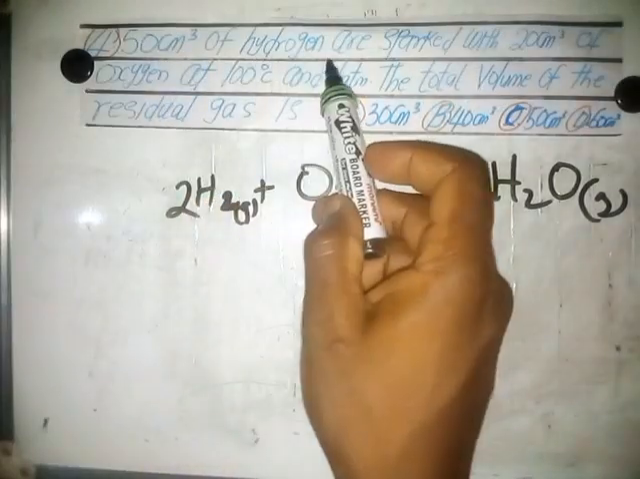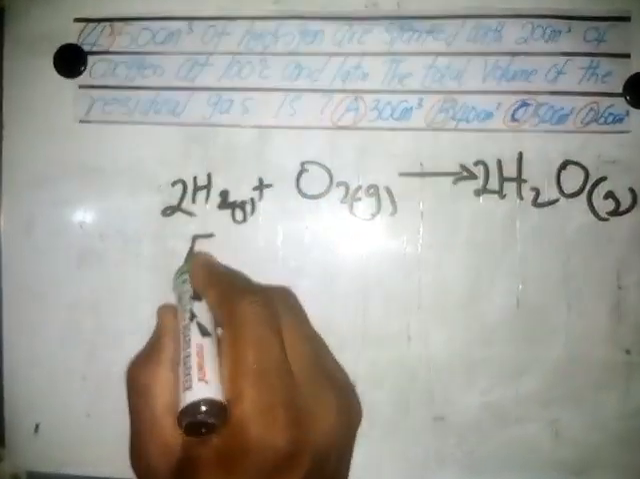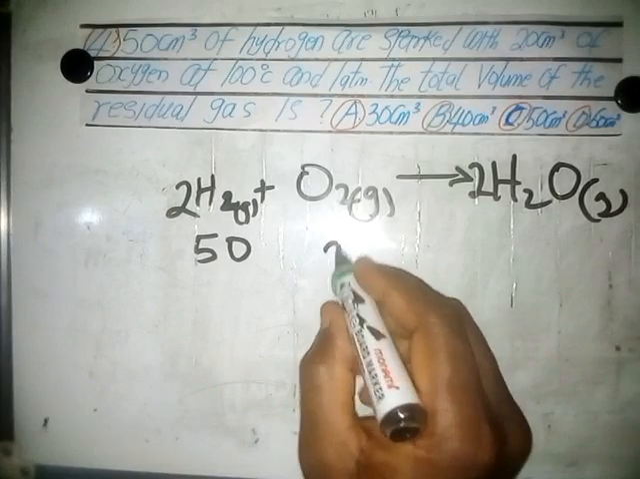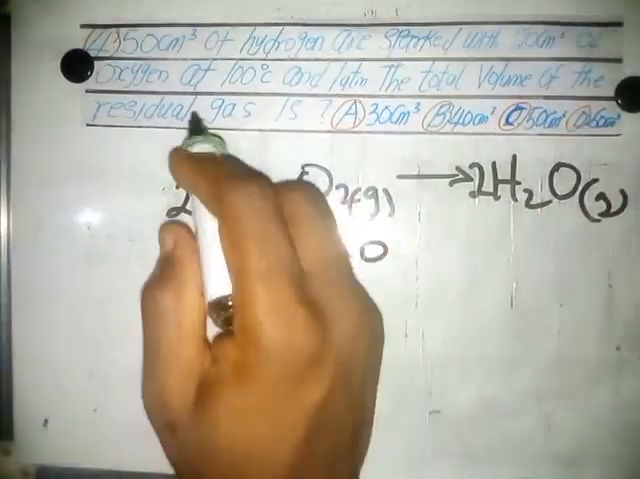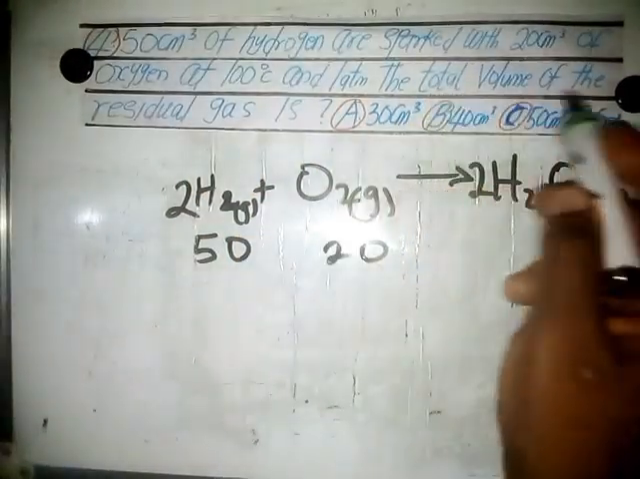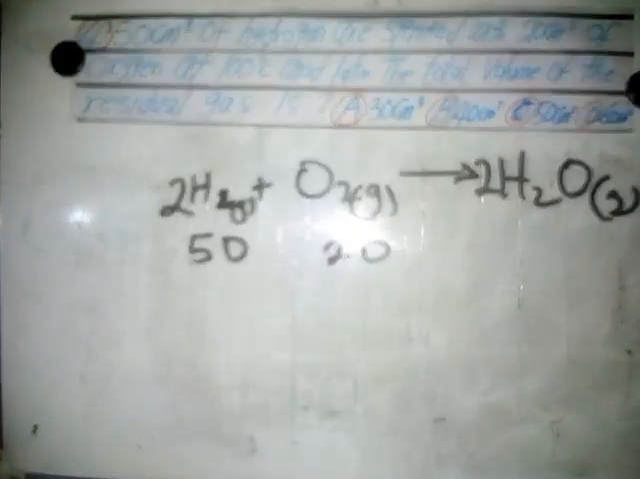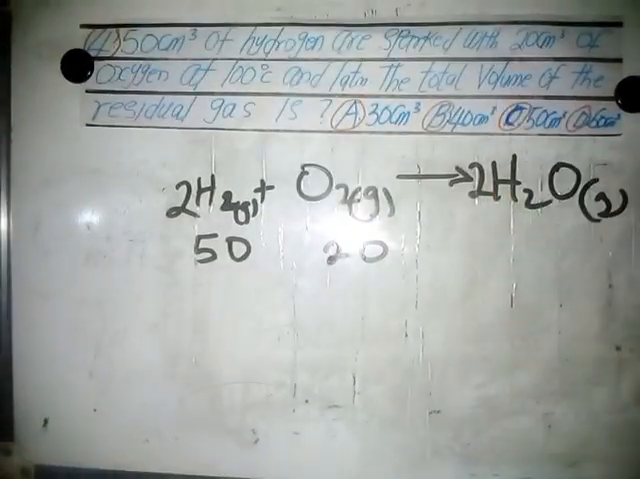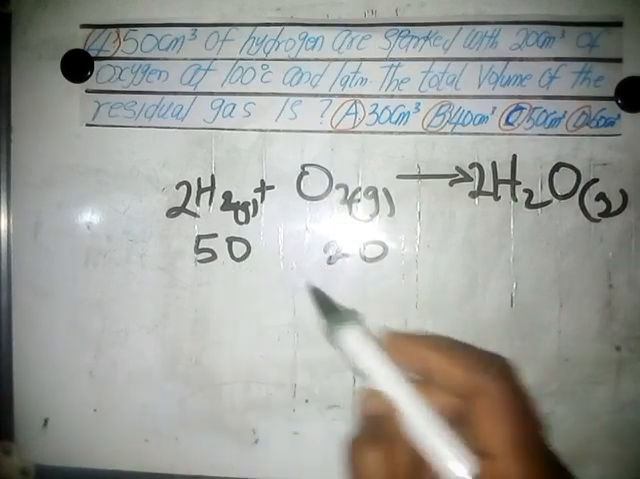So 50 cm³ of hydrogen is sparked with 20 cm³ of oxygen at 100 degrees and 1 atmosphere. The question asks us to calculate the total volume of the residual gas. As usual, half of 50 is 25.